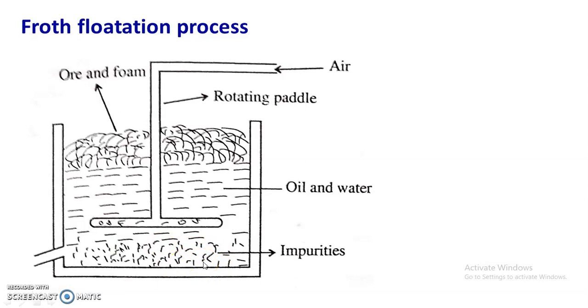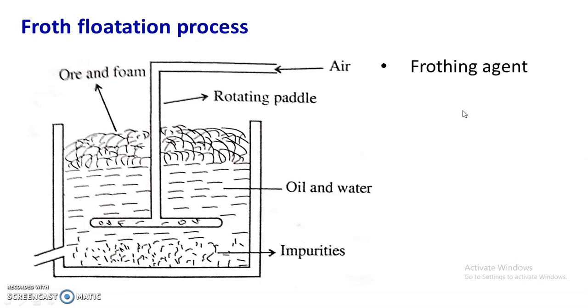Now some different chemicals are used in this method. One of the important chemicals is the frothing agent. Now what do you mean by frothing agent? The chemical which produces froth when air is passed through the emulsion is called a frothing agent. And the most common frothing agent is pine oil or eucalyptus oil.